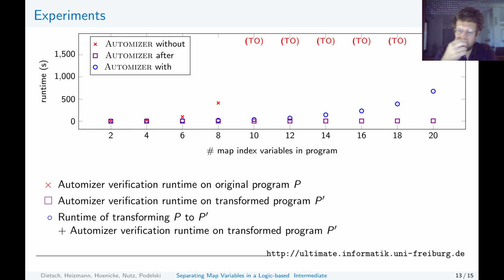Now, you already saw this graphic. I'm just going to go over it once more with a bit more context. Automizer is the model checker we ran on, and in the red crosses we have the runtimes for the original programs, and with the boxes we have the runtime on the transformed programs. Again, the same program from our example slide scaled up by the variables.